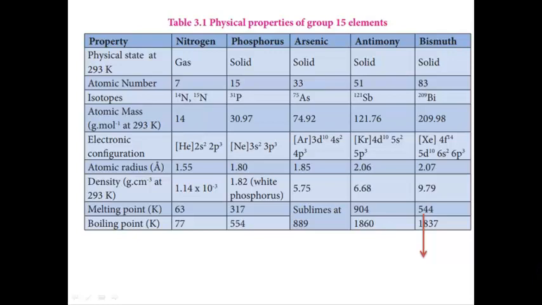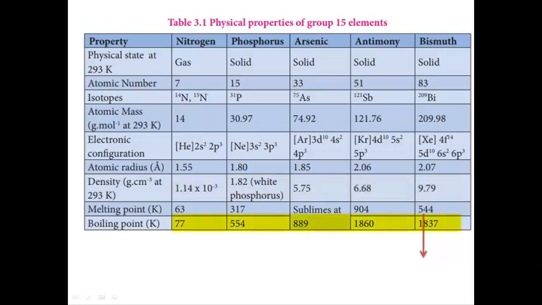So these are some of the properties of group 15 elements. Their physical state: nitrogen is a gas, phosphorus, arsenic, antimony and bismuth, all of them are solids. Nitrogen has two isotopes, N14 and N15. The atomic mass goes on increasing. In the electronic configuration, you can check out the new shells have been added. Atomic radius goes on increasing because of the addition of new orbitals. Density also increases.